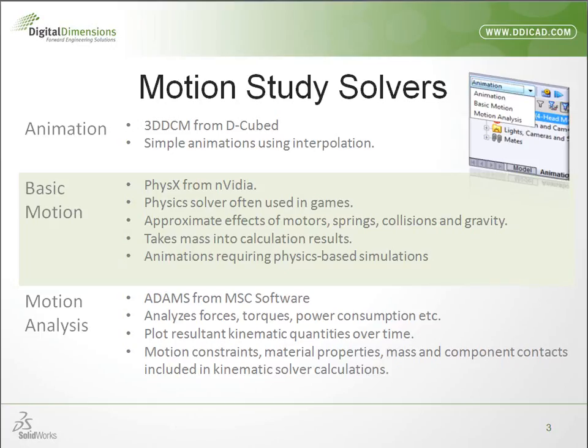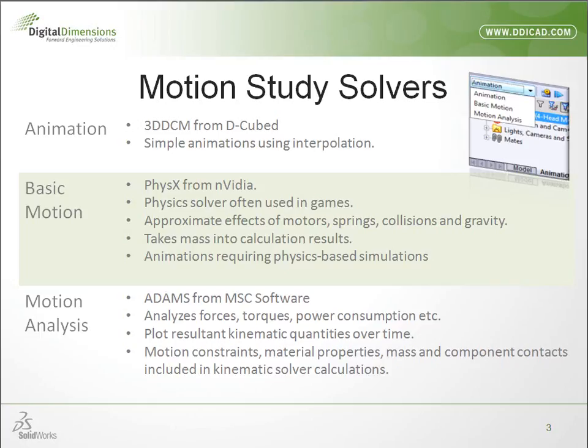So the different types of solvers that are available: within animation, for the basic animation, is the 3D CM from D Cubed. This is good for simple animations which use interpolation between changing dimension values, rotating the camera around the part, and I've got an example of that to show in a moment.